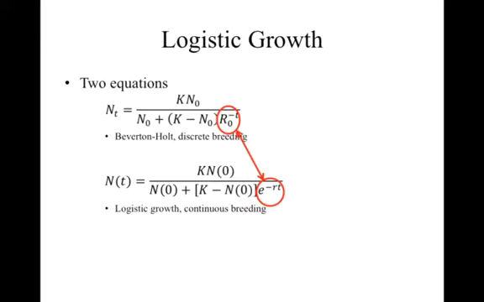And again, just like with exponential and geometric growth, we learned how we can make Beverton-Holt and logistic growth be identical in terms of their trajectories by picking the right big R naught and little r. And again, that relationship was very similar. It's just the exponential e to the power r is equal to your big R naught.